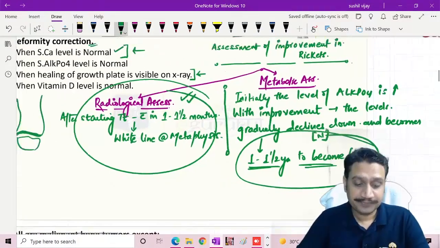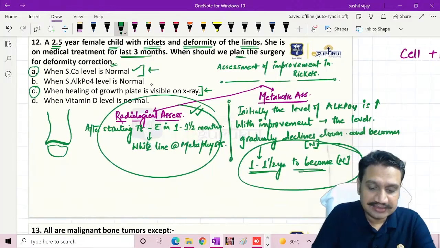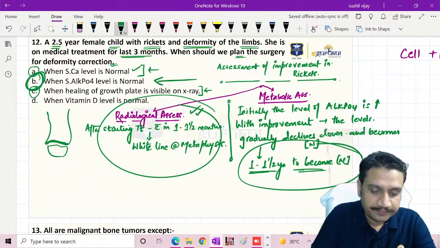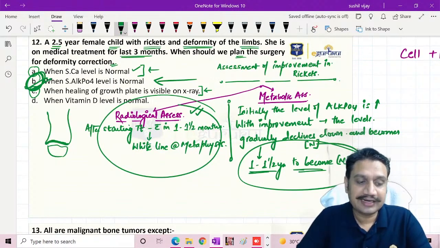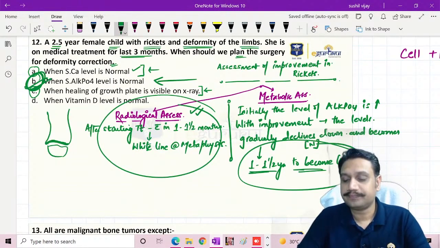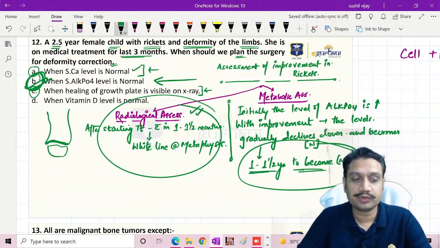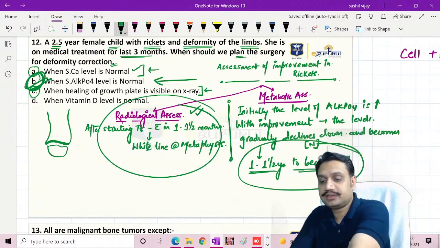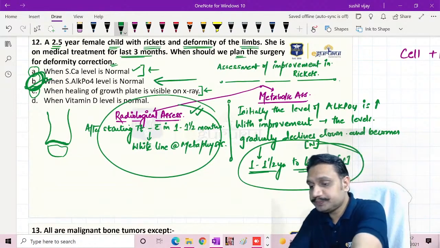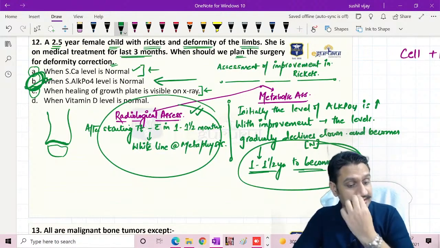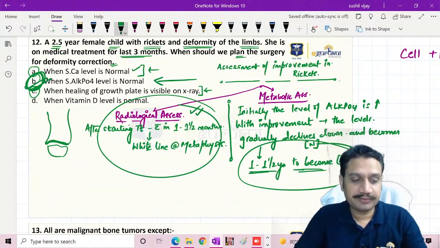Okay. So now what is the answer? Answer is option number B. So we should only operate when the alkaline phosphatase becomes normal. That will take almost 1 to 1.5 years to come back to normal. Okay, are we clear with this point? Option number B. Are we clear with this, everybody?